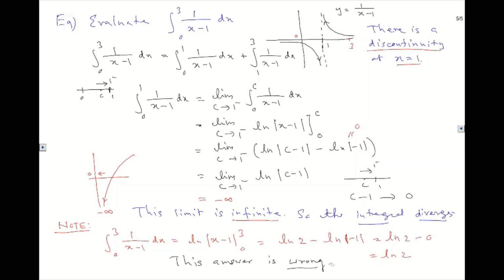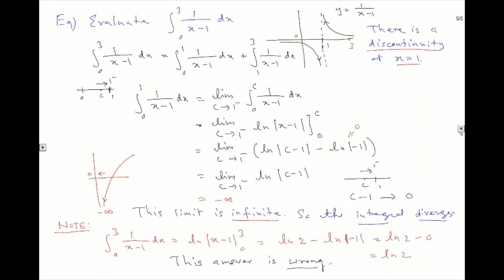So you want to make sure that when you have this kind of integrals, whether there are discontinuities. If there is a discontinuity, you want to split the integral at the discontinuity, and then you want to consider those two integrals separately. So you want to make sure that this is right.